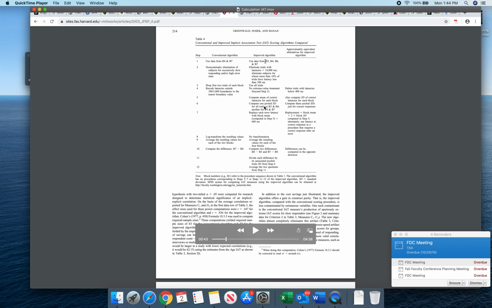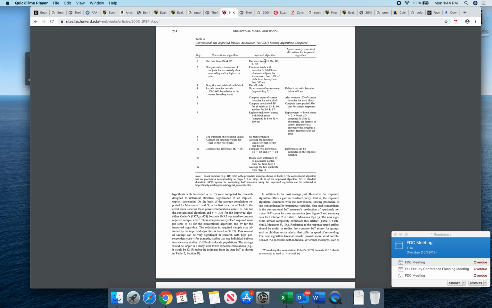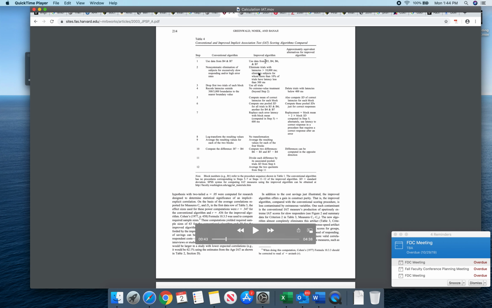Compute one pooled standard deviation. You're going to have to figure out how to compute a standard deviation in Excel. It's the same sort of thing, but you do it for blocks 3 and 6 and 4 and 7. So 3 and 6 are the practice blocks and 4 and 7 are the real blocks. So you just calculate the standard deviation for all of them together.